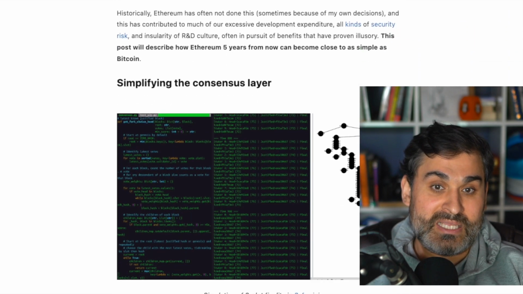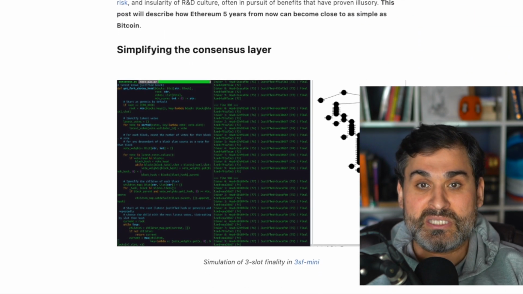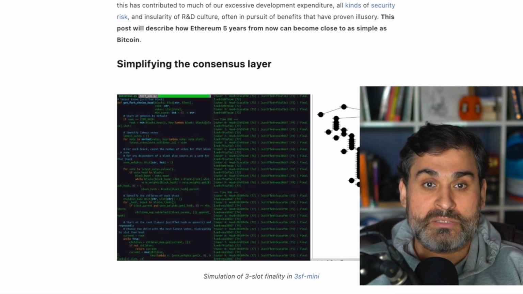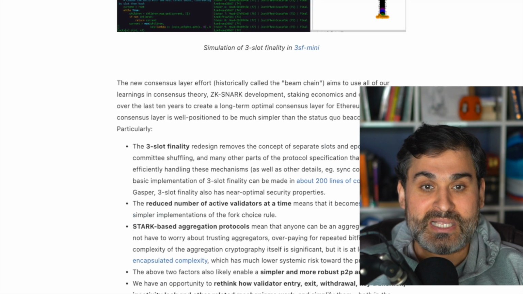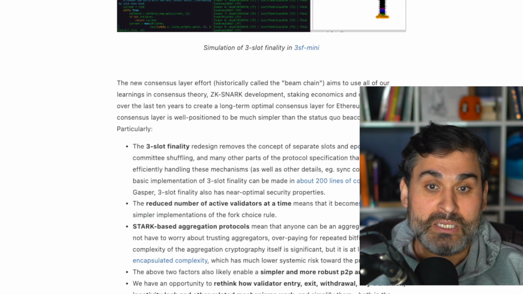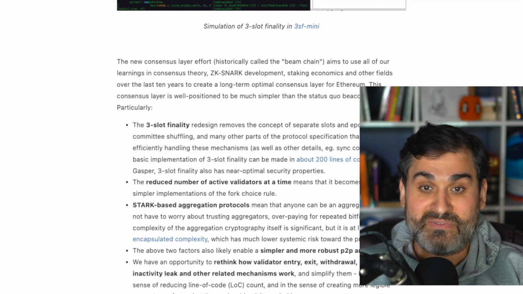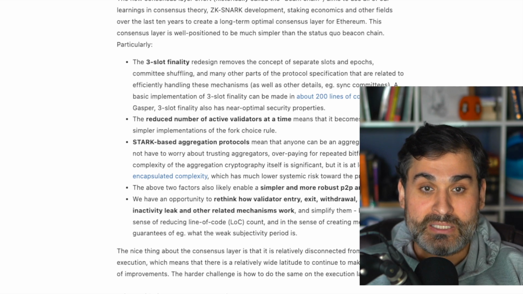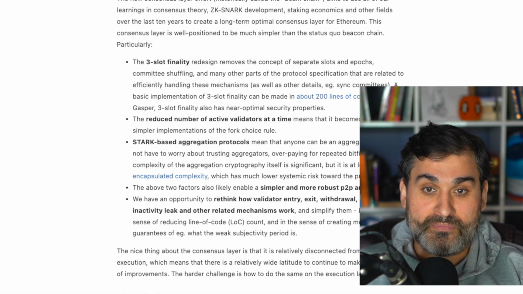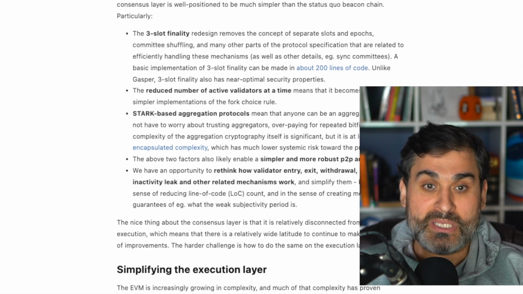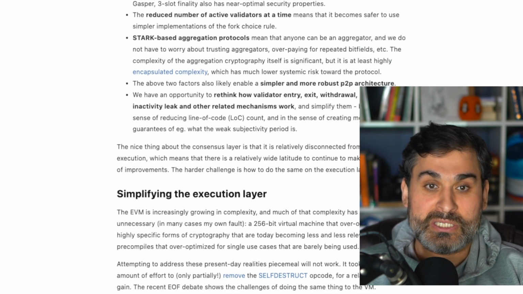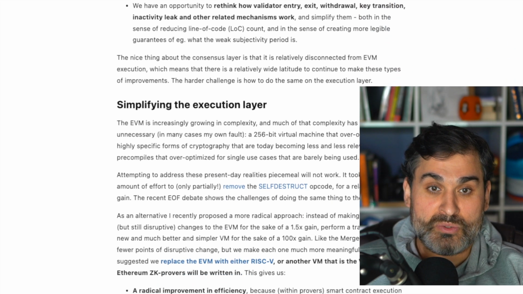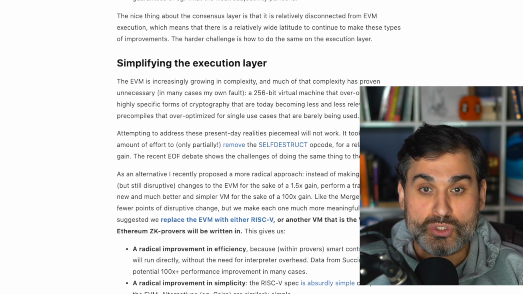So what Vitalik here is saying is that we need to simplify the consensus for Ethereum. He says that this post will describe how Ethereum 5 years from now can be as close to as simple as Bitcoin. So he talks about things like 3-slot finality, a reduced number of active validators at a time, Stark-based aggregation protocols, a simpler and more robust peer-to-peer architecture, rethinking how validators enter, exit, and withdraw, how key transition and activity leak, and other related mechanisms work. And he says simplifying the execution layer as well.